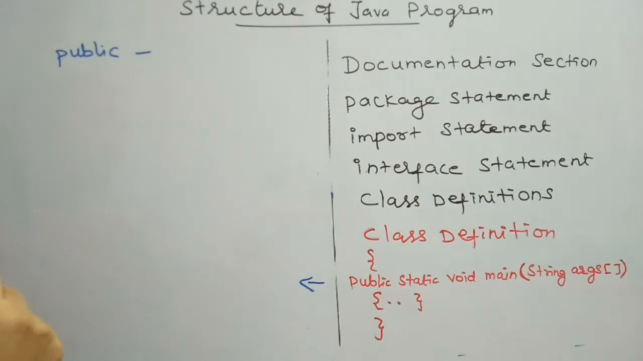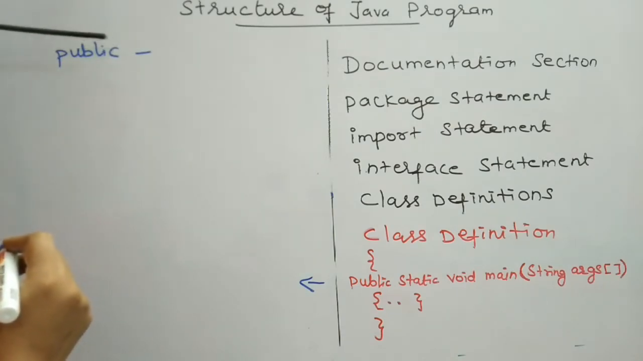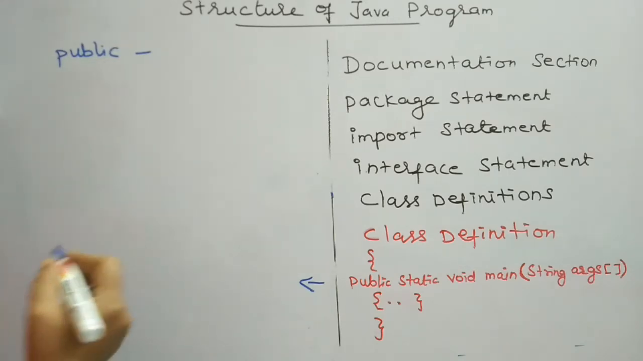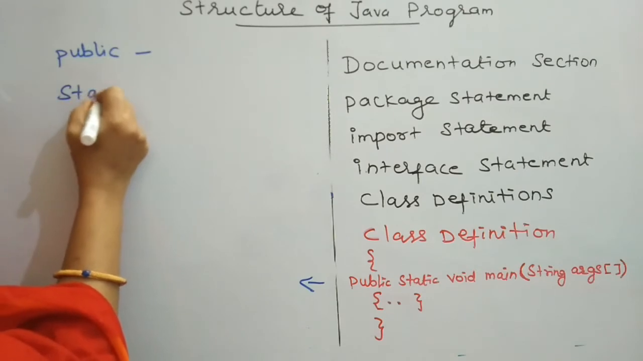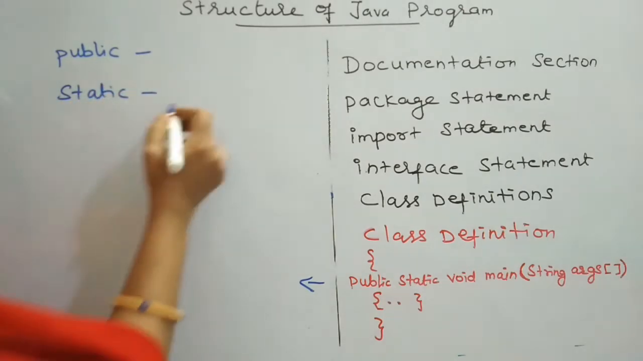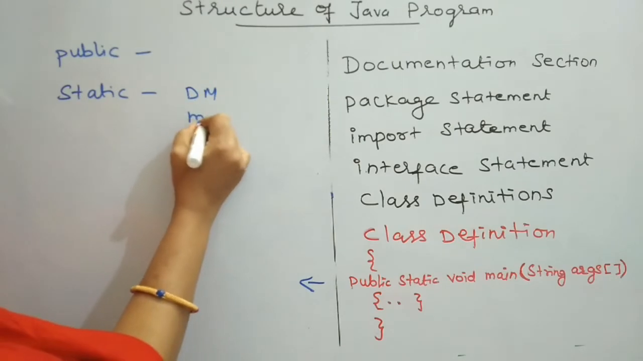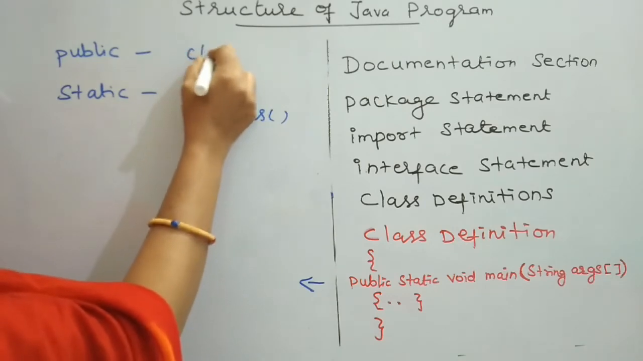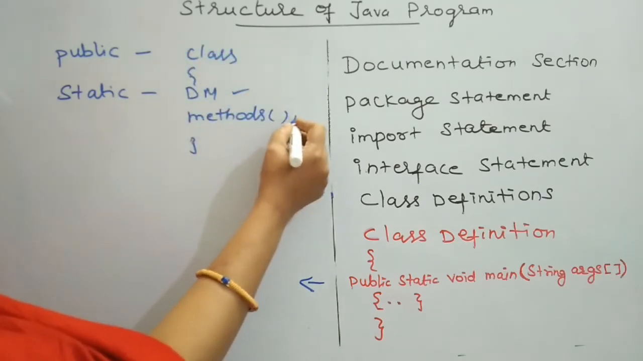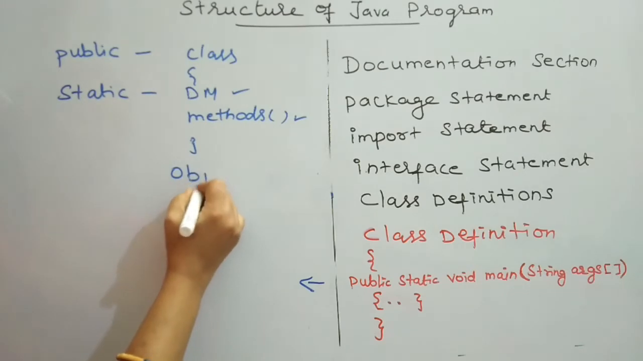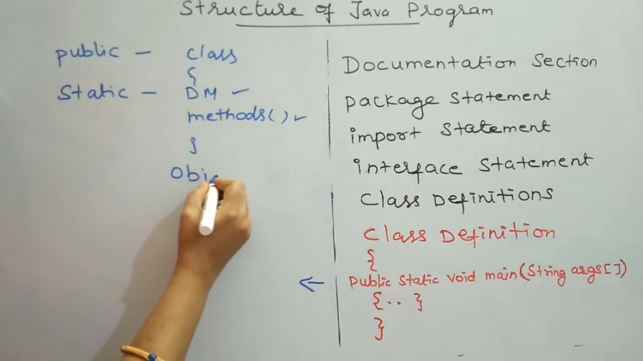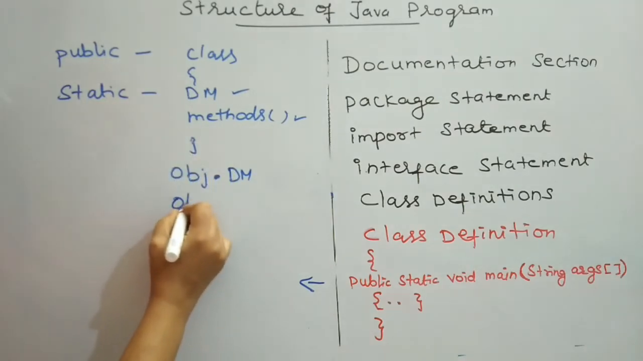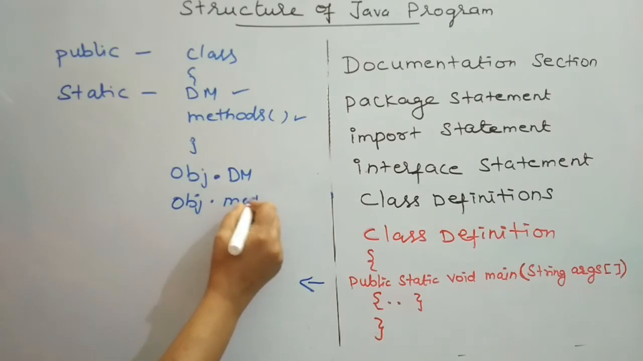Main method is a public method. It can be accessible outside your class definition and outside the package in which it has been defined. Okay. And then static. If I want to access the data members and methods defined inside my class, definitely I am in need of an object of this class. Object dot data member if I want to access the data member. If I want to access the method, object dot method.